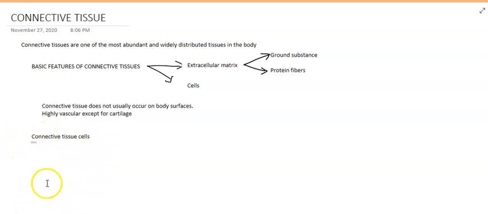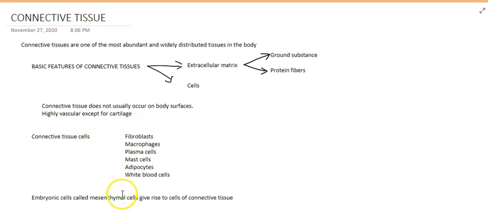Now let us see about connective tissue cells. Depending upon the tissue, the connective tissue cells vary. The commonly found connective tissue cells are fibroblasts, macrophages, plasma cells or plasmocytes, mast cells or mastocytes, adipocytes, and white blood cells. And from where are these cells formed? The embryonic cells called mesenchymal cells give rise to cells of connective tissue.